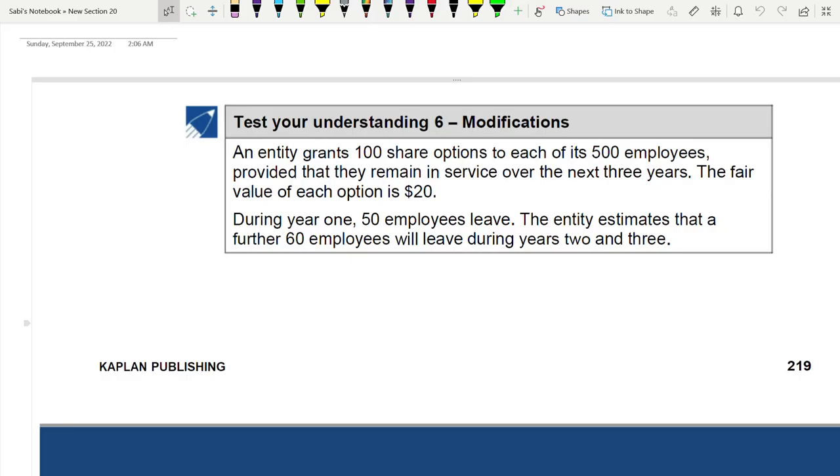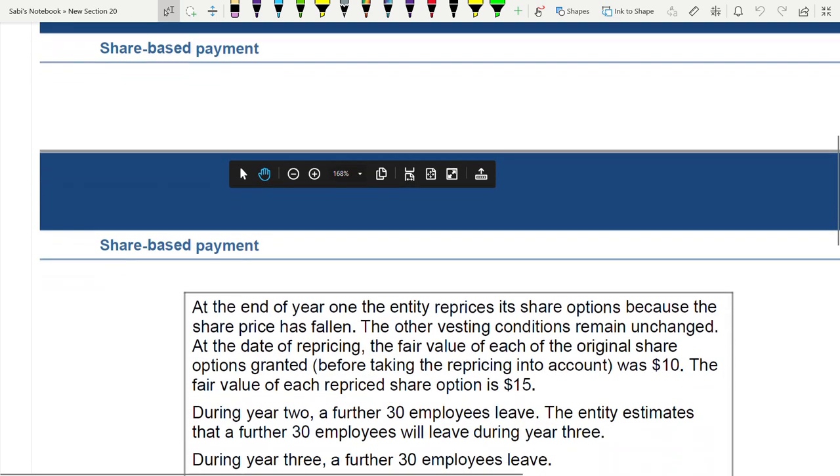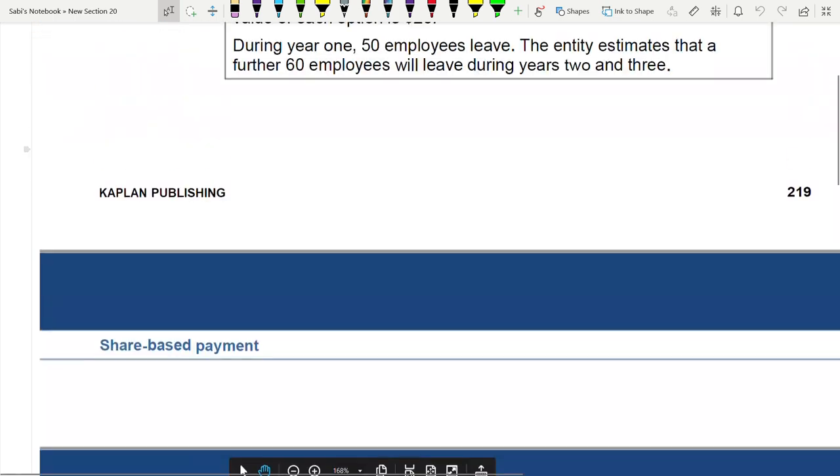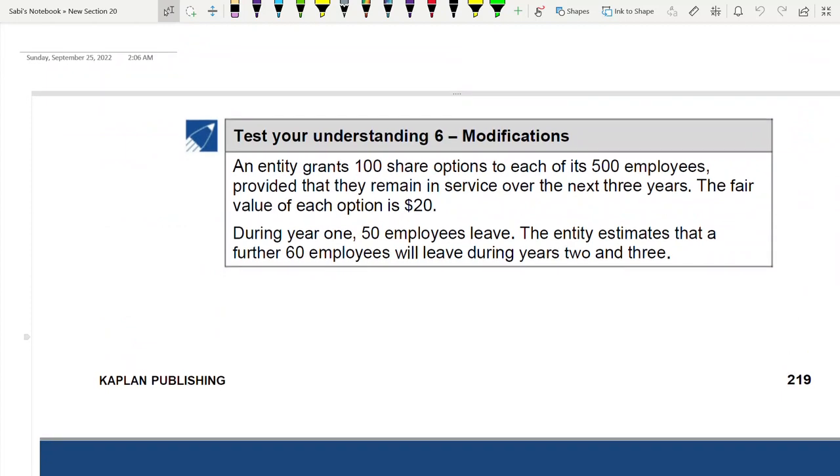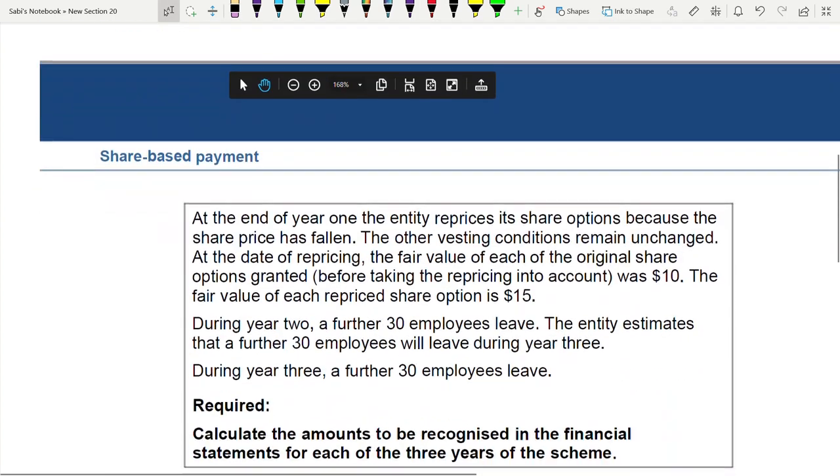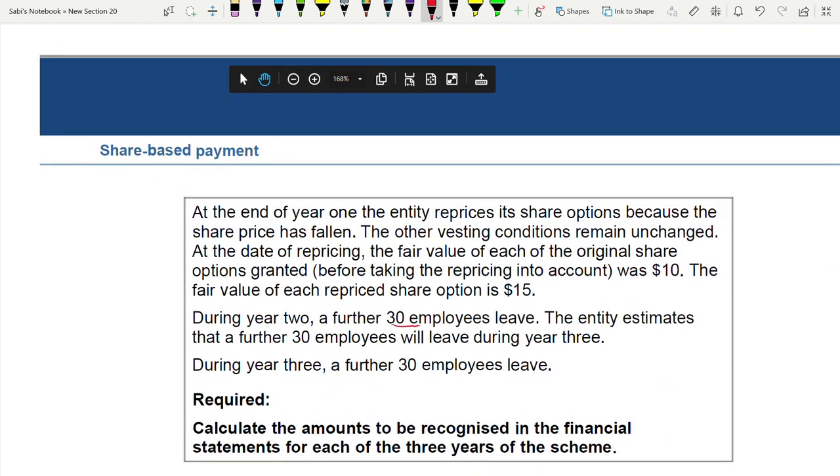Test your understanding 6, modification. Here you have been given 3 years, and modification has been done at the end of year 1. So year 1 normally you will do, change comes from year 2 and year 3 onwards. You have 100 options, 500 employees are there, 20 is the fair value. Year 1, 50 employees leave, 60 are expected to leave. Year 2, 30 leave, 30 expected to leave. Year 3, 30 leave.